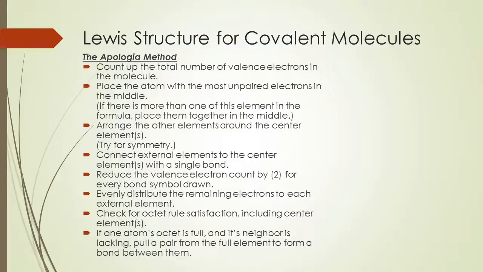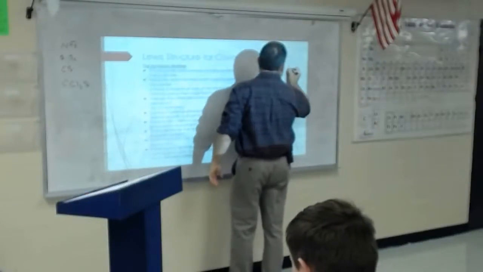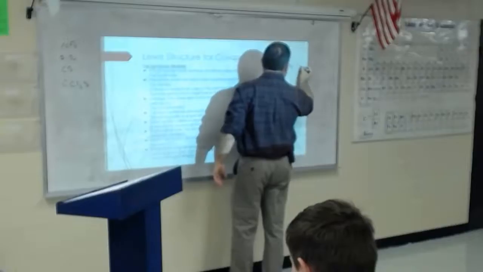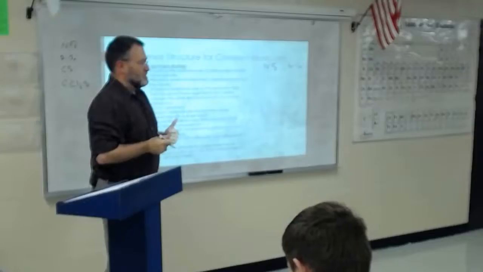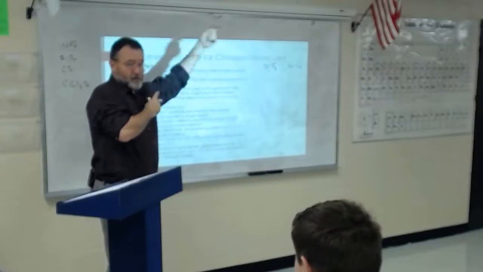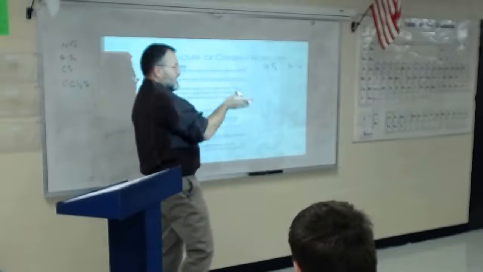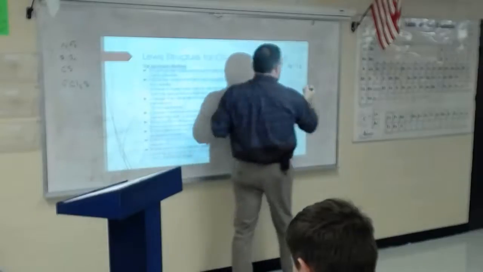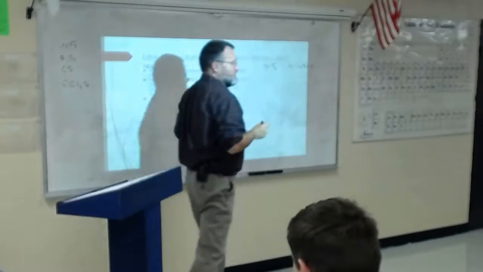Their process starts with: count up the total number of valence electrons in the molecule. So the way I would do this on my paper, I've got nitrogen. I've got one of them. How many valence electrons does nitrogen have? If you're looking over there, either you know it or you're looking at a periodic table in your book, and you're saying, hey, it's a column 5A element, therefore nitrogen has 5, right? So the nitrogen contributes 5 valence electrons.